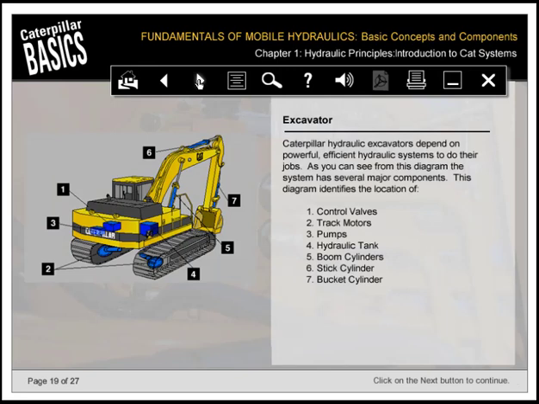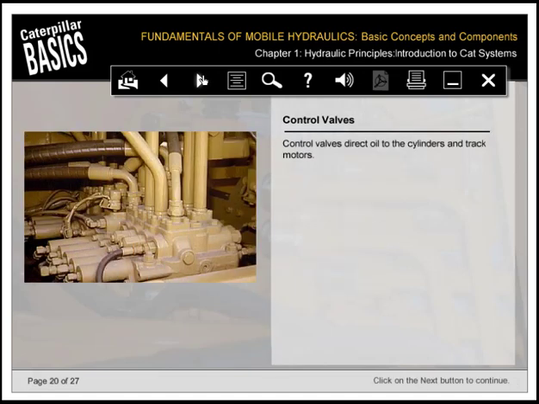Caterpillar hydraulic excavators depend on powerful, efficient hydraulic systems to do their jobs. As you can see from this diagram, the system has several major components. This diagram identifies the location of 1. Control valves, 2. Track motors, 3. Pumps, 4. Hydraulic tank, 5. Boom cylinders, 6. Stick cylinder, and 7. The bucket cylinder. Control valves direct oil to the cylinders and track motors.